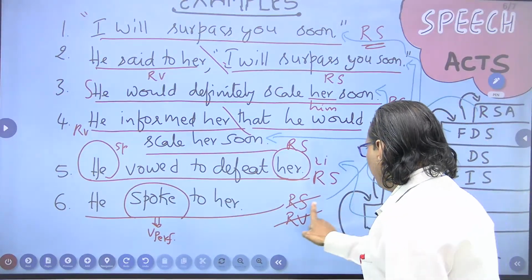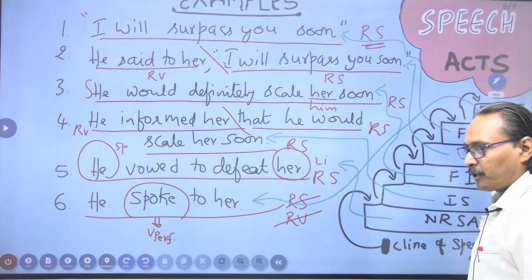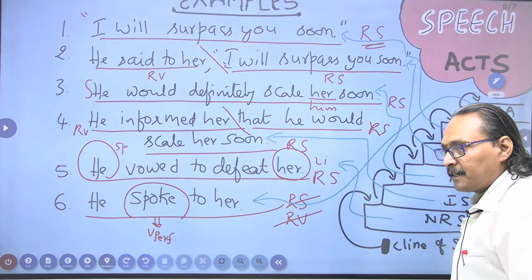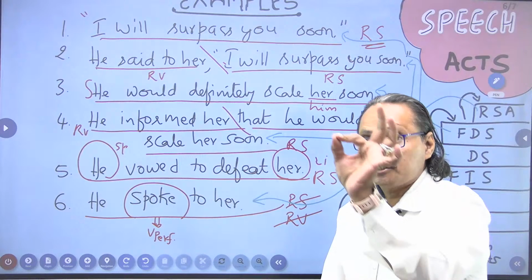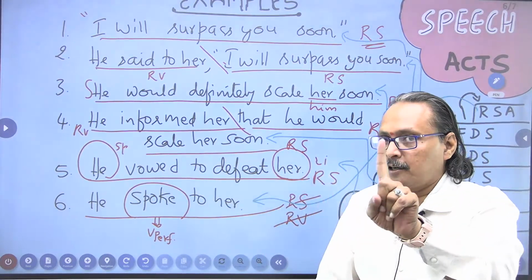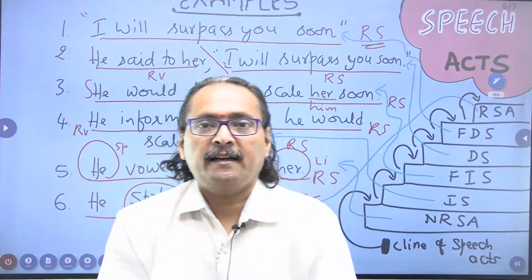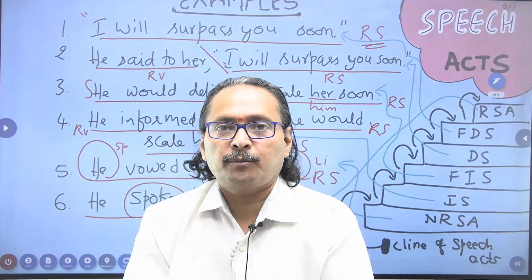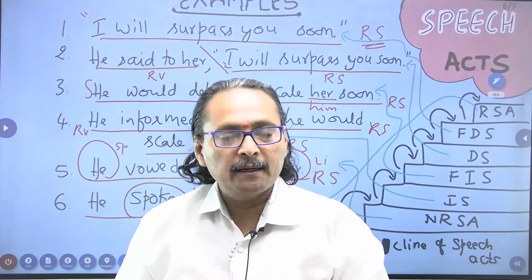It is not reporting. Please understand, it is not reporting. R doesn't stand for reporting. I say again, R doesn't stand for reporting. R stands for representation of a speech act. It is a representation of a speech act, not a reporting. Because if you report, there must be a content. What exactly is the content? What exactly has the speaker spoken? What exactly has the listener listened to or heard?